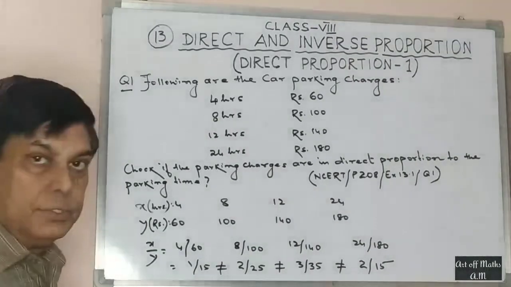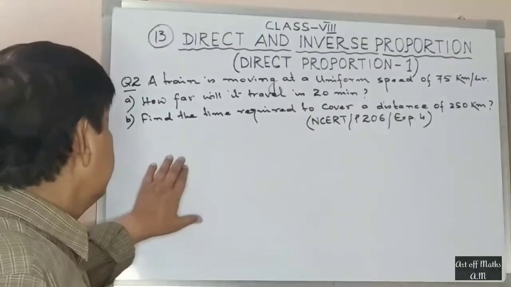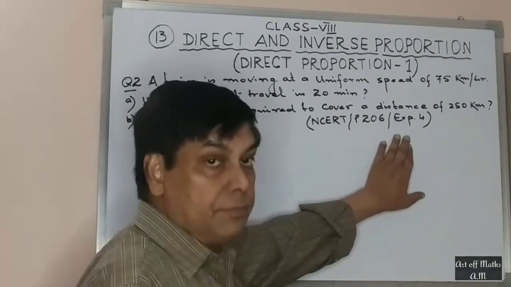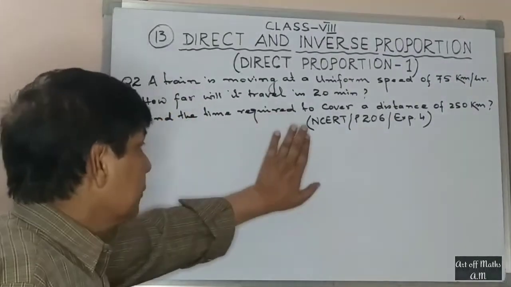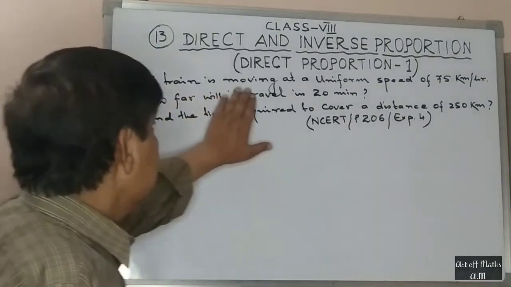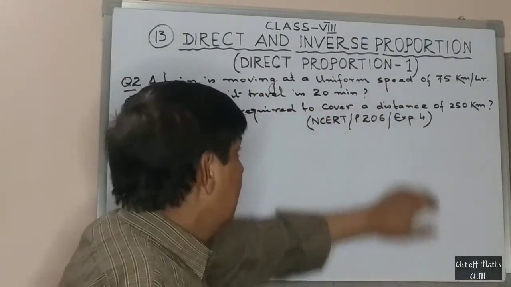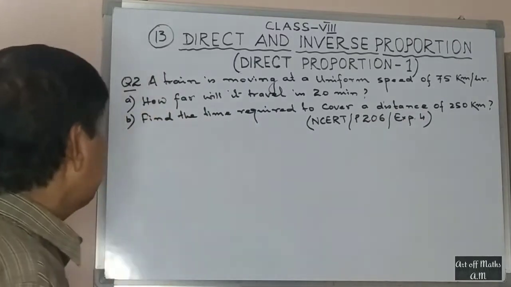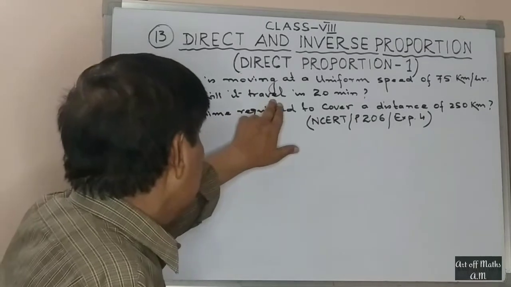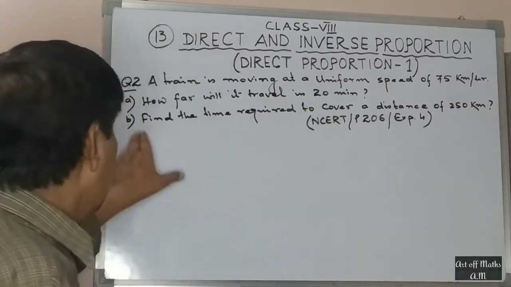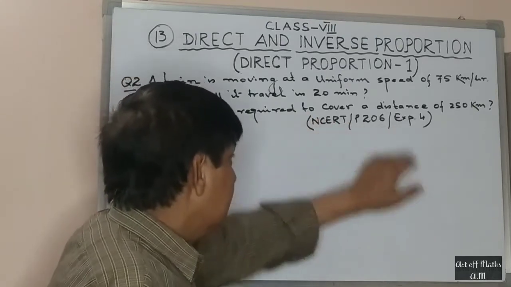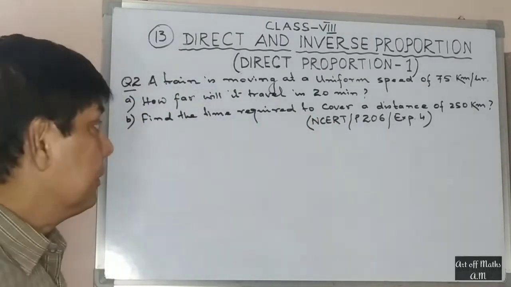Now coming to the second question. This question I have taken from NCERT, page number 206, example 4. Very, very important question also. Here the question is: a train is moving at a uniform speed of 75 km per hour. We have to find out how far it will travel in 20 minutes. And part B: find the time required to cover a distance of 250 km.